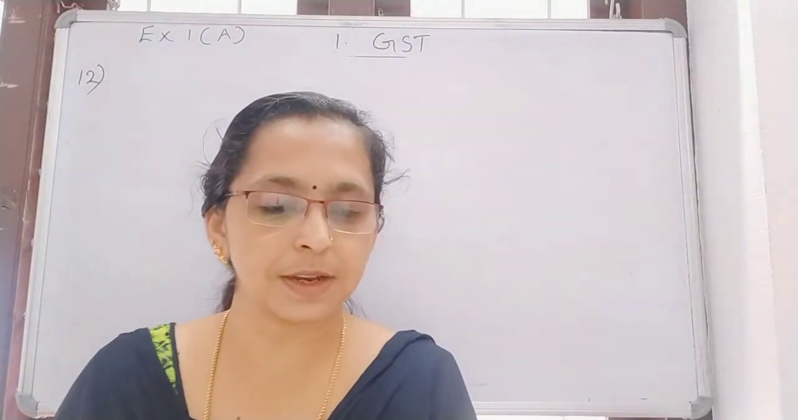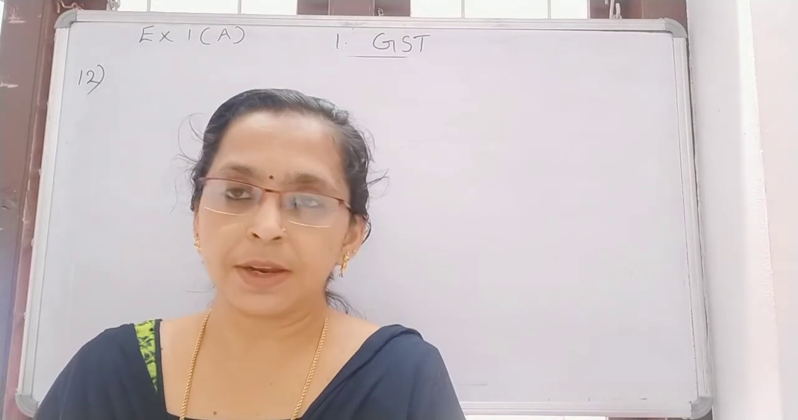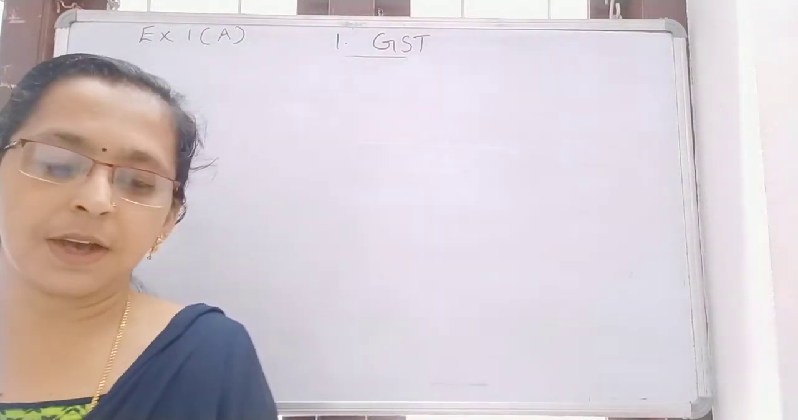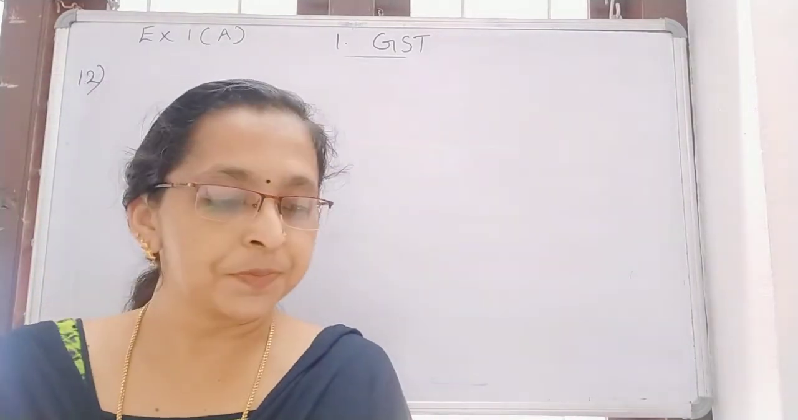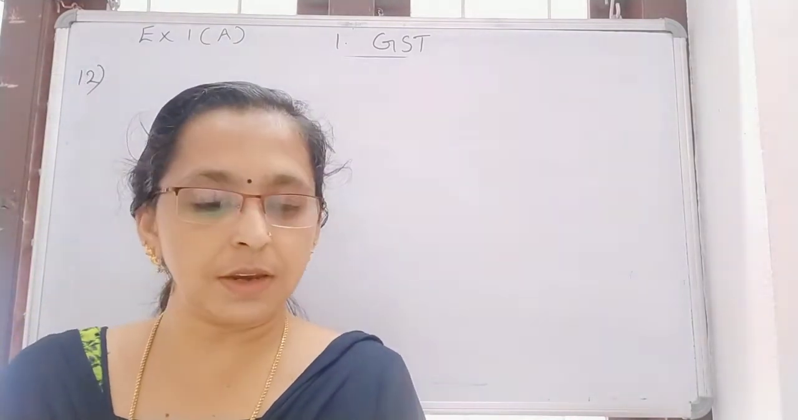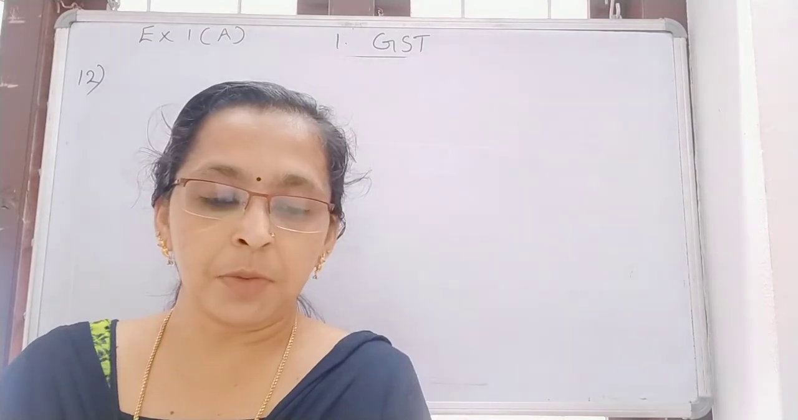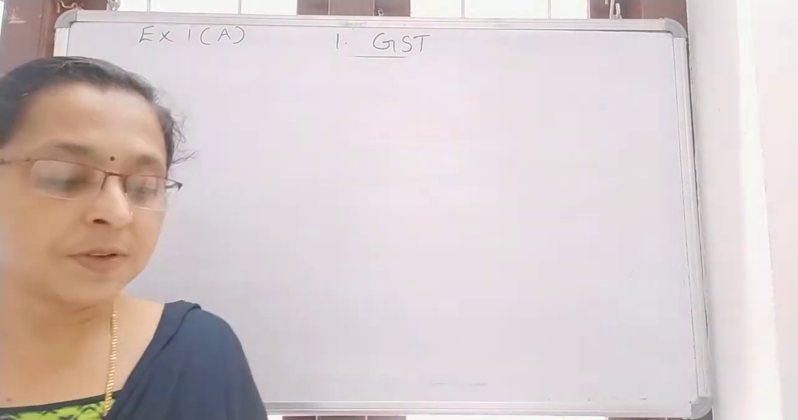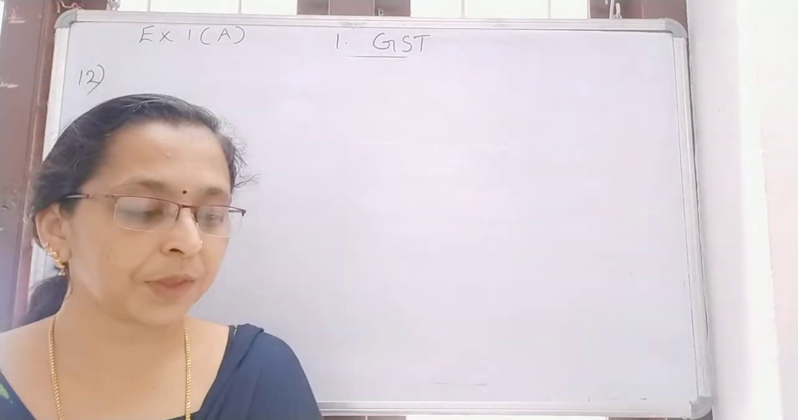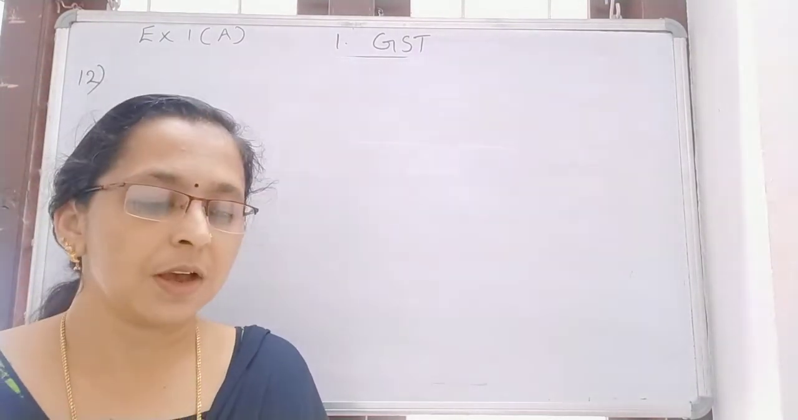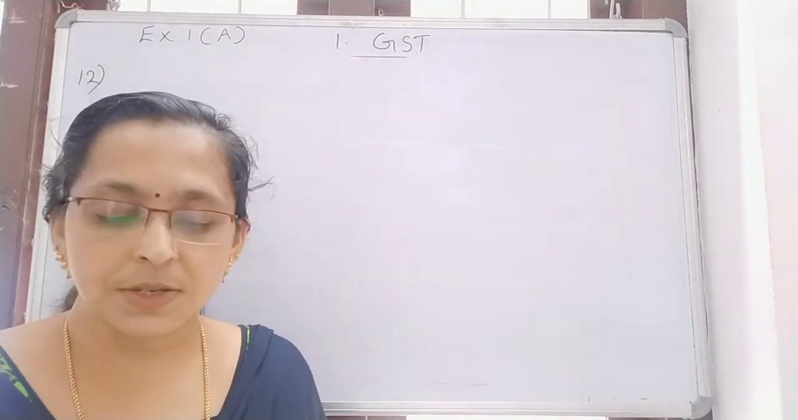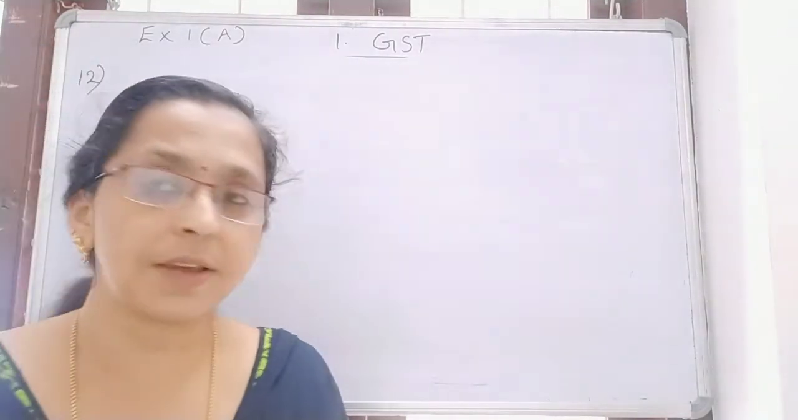Question number 12. The tax invoice of a telecom service in Meerut shows cost of services provided by it as rupees 750. If the GST rate is 18%, find the amount of the bill. So tax invoice of a telecom service shows cost of services as how much? Rupees 750. Given GST is what?